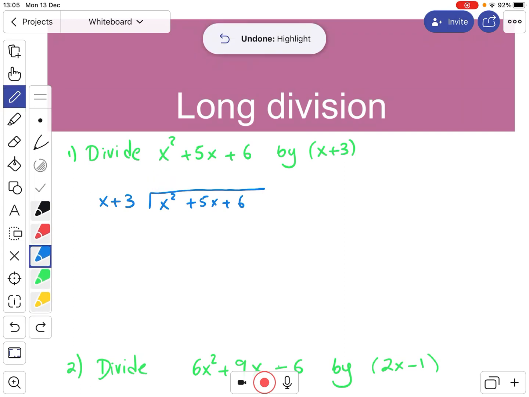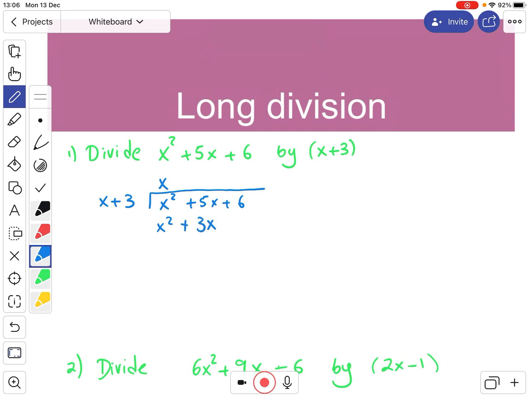So what would I multiply x by to make it x squared? Well, I'd multiply x by x to make it x squared. And what I do now is I multiply x by all of this here, and I write my answer underneath, and I'm going to take it away. So x by x is going to give me x squared. That's multiplying this by this. And then I'm going to multiply x by plus 3, and that's going to give me a plus 3x.